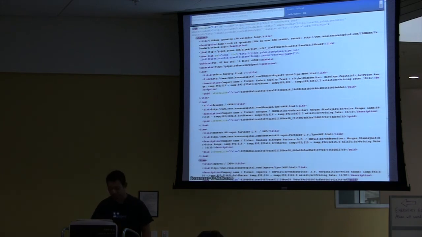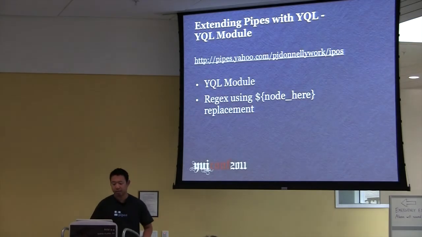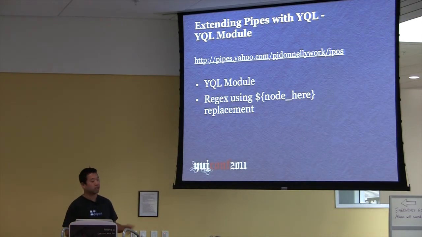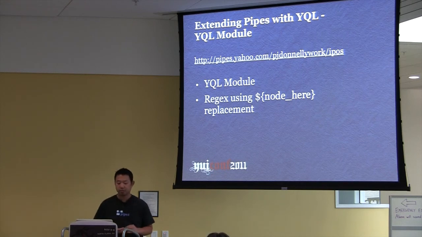That's the raw RSS. So again, here's a link to that example. You could go to PJ Donnelly Work IPOs. And again, we use the YQL module and the regex module using the $ curly brace for the variable substitution.